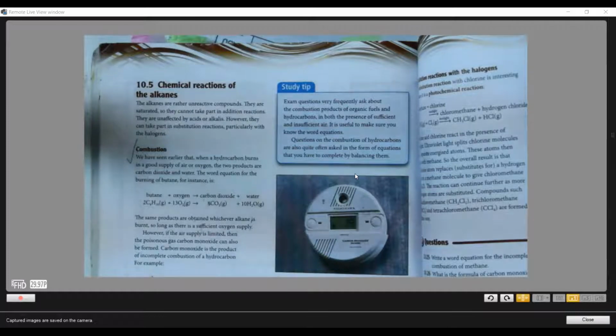There's a question. Which is more reactive, alkanes or alkenes? Alkenes, and that was because of the double bond, right? I think we have discussed that.